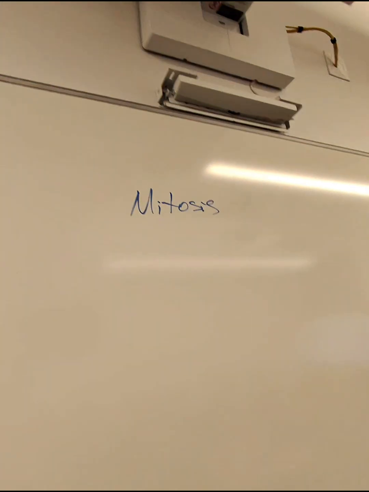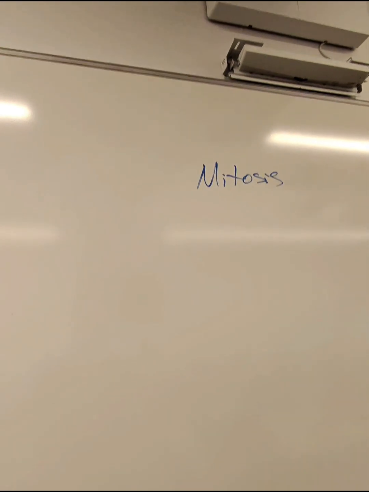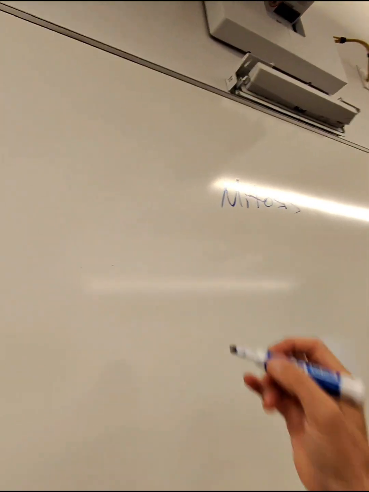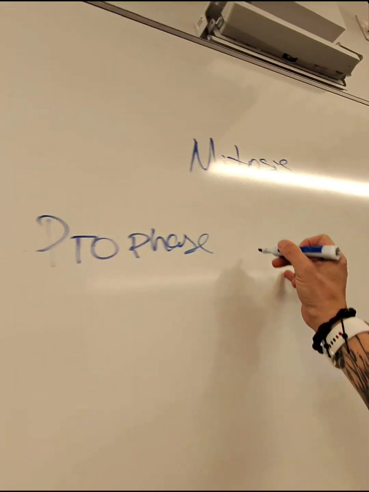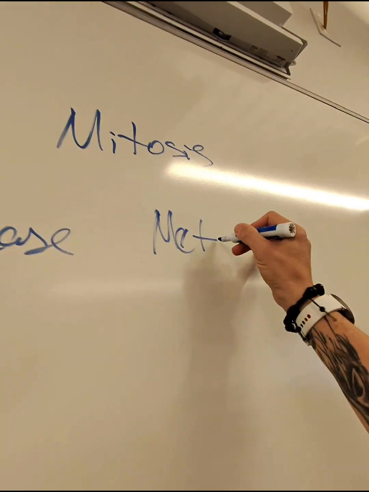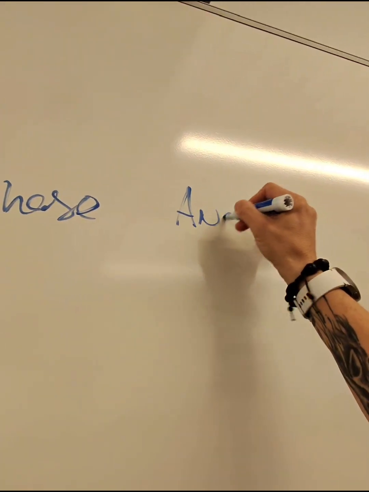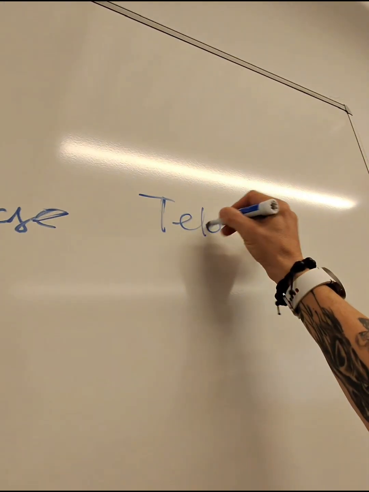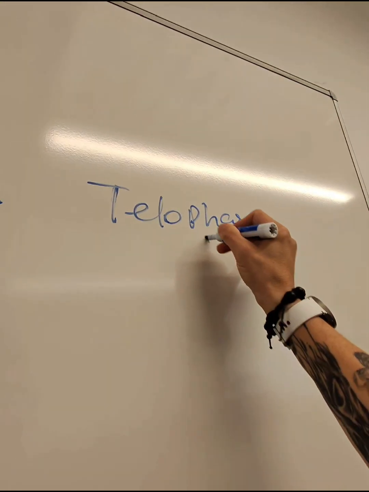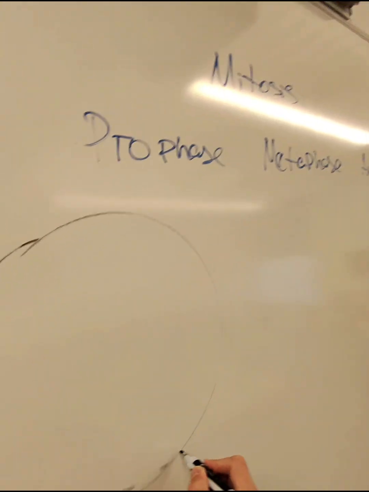Mitosis. We need mitosis for cell division. We're not going to discuss the cell cycle, so this is the last step of the cell cycle. There are phases. One phase is called prophase, another phase is called metaphase, another is called anaphase, and telophase, followed by cytokinesis.